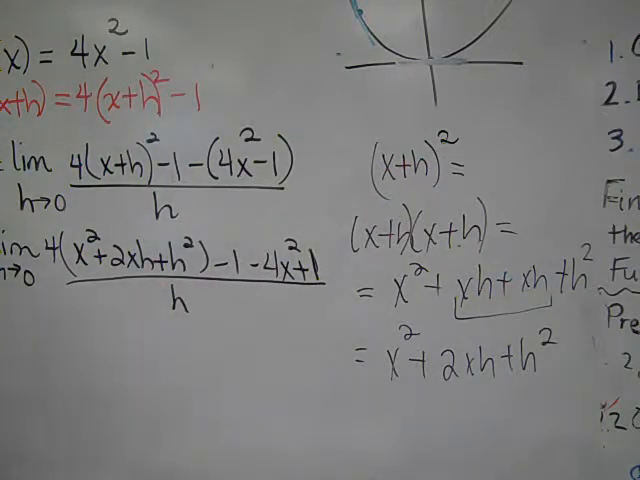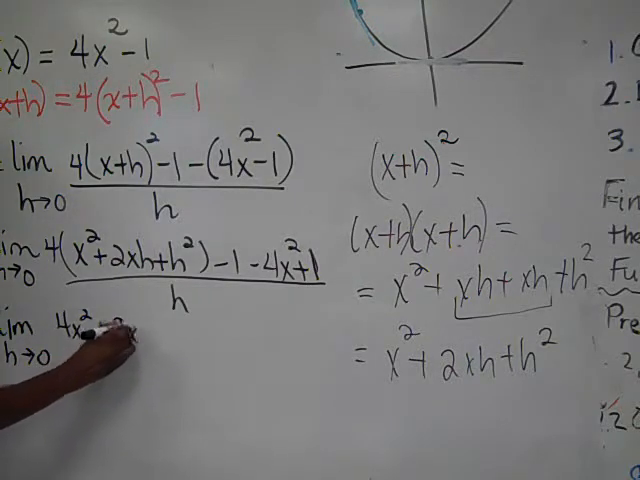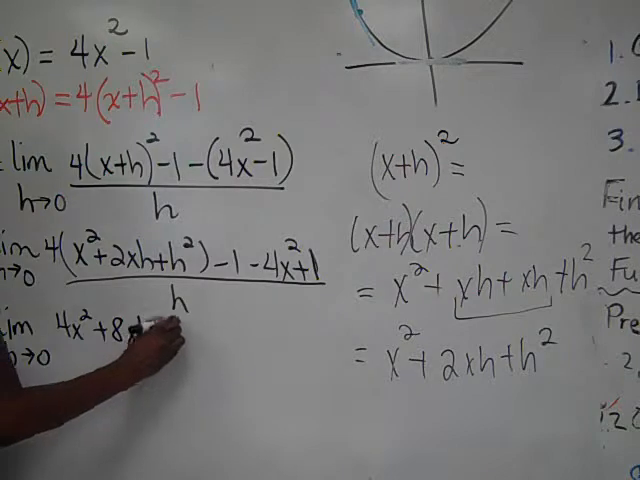Are we good? What do we do next? We can distribute the 4. Bring down the limit. Don't forget. So distribute the 4. What do we get? 4x squared plus 8xh plus 4h squared.